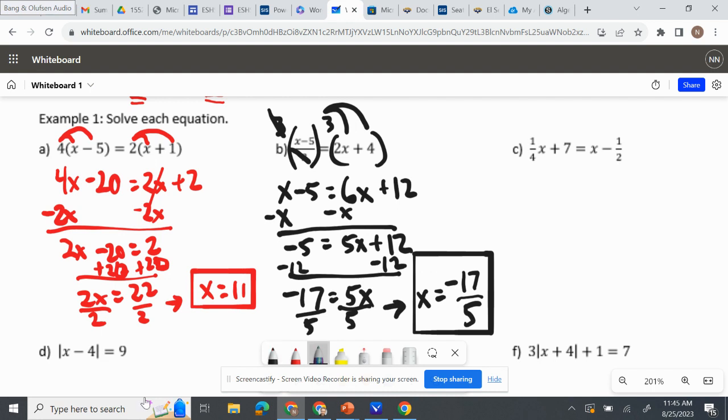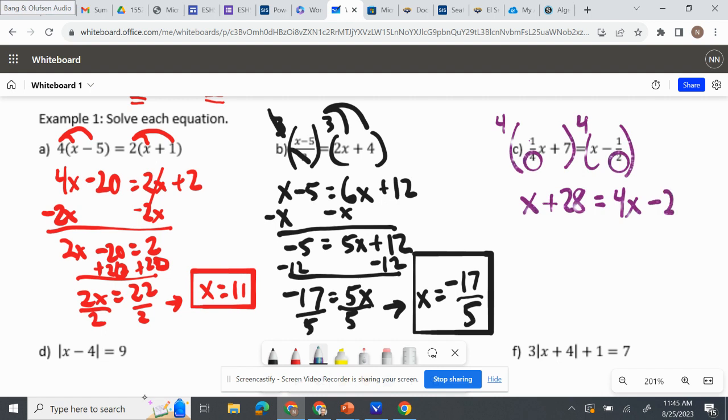Now, for the third linear equation, what I see are two fractions. I have one with a 4 and one with a 2. So I'm going to look for the common denominator. The common denominator would be 4. So I'm going to multiply everything by 4. When I multiply the first one by 4, 4 times 1 is 4, divided by 4 is 1. So that gives me 1x. 4 times 7 is 28. 4 times x is 4x. 4 times 1 is 4, divided by 2 is 2.